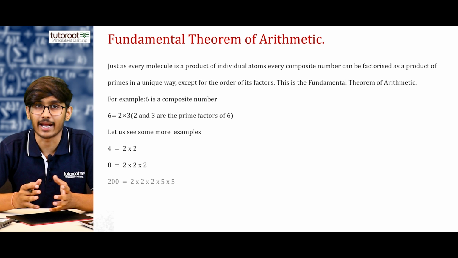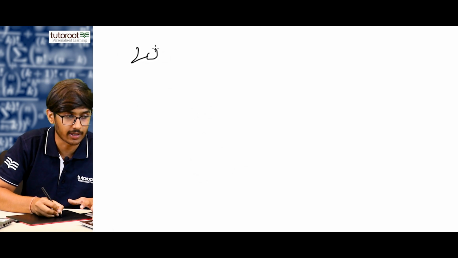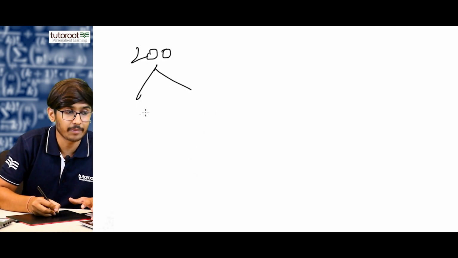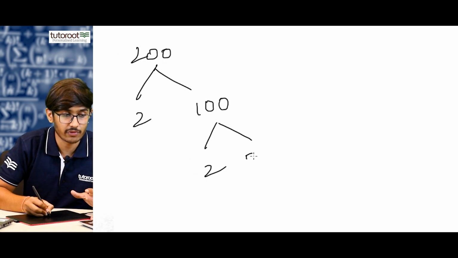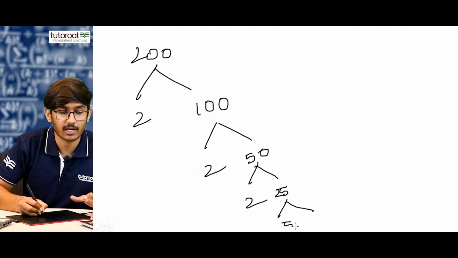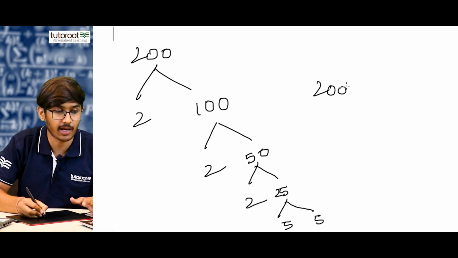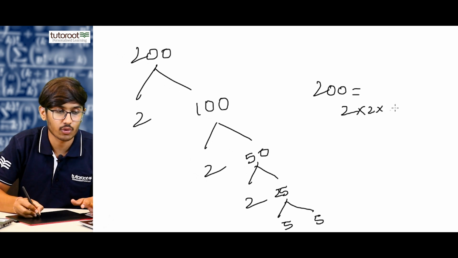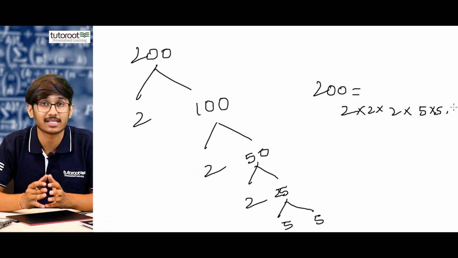So next let's see 8. 8 can be written as 2 into 2 into 2. So now let's look at another example, which is 200. When we prime factorize it, it can be written as 2 into 100, and 100 can be written as 2 into 50, 50 can be written as 2 into 25, and 25 can be written as 5 into 5. So the prime factorization of 200 we can write as 2 into 2 into 2 into 5 into 5. Right. So all the composite numbers were expressed here as a product of primes.